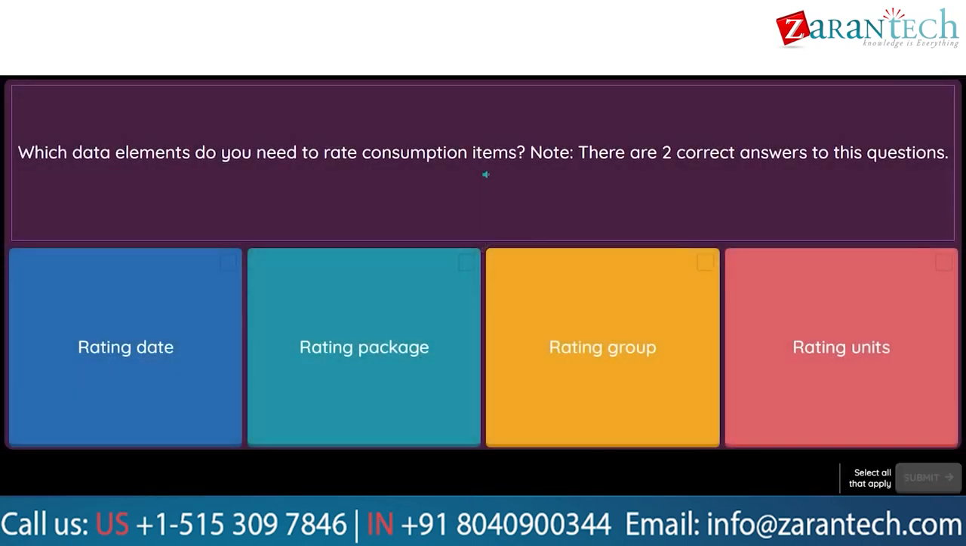Question: which data elements do you need to rate consumption items? Note, there are two correct answers to this question. Option 1 rating date. Option 2 rating package. Option 3 rating group. Option 4 rating units.